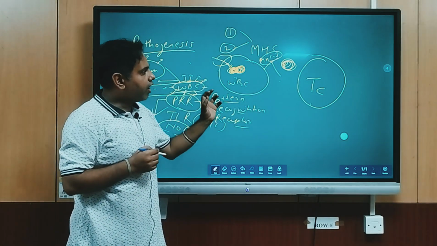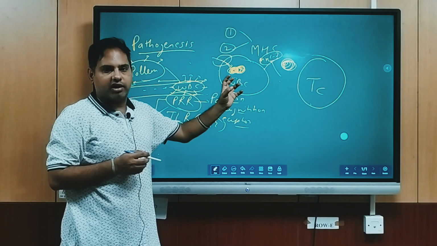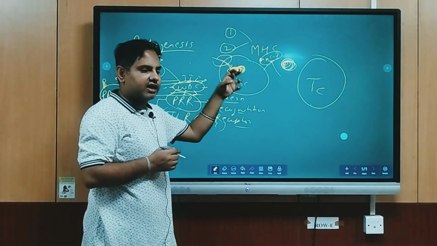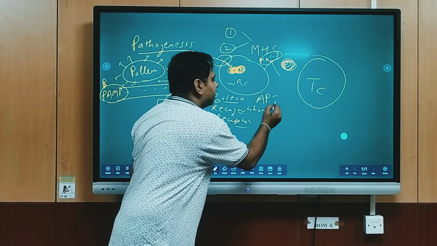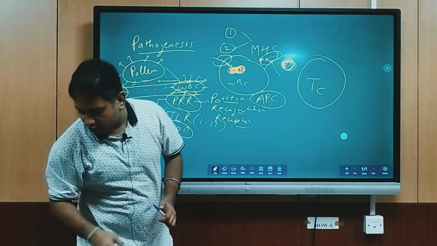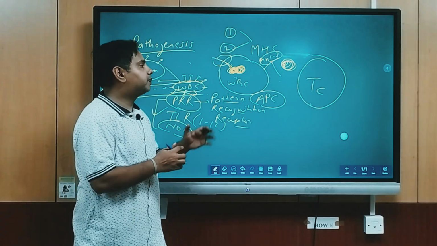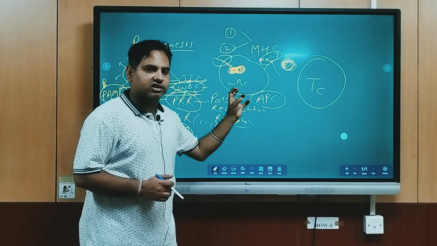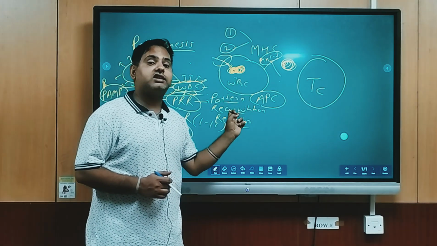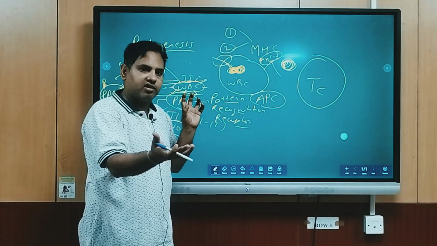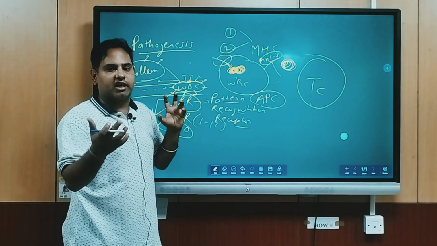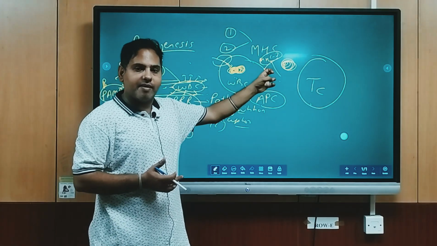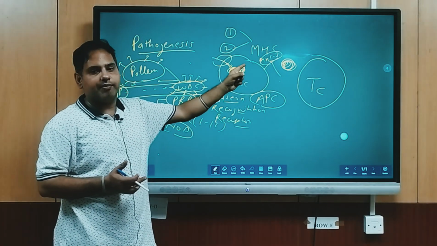MHC stands for major histocompatibility complex. This major histocompatibility complex is present on WBC, and this kind of WBC we call APC, antigen presenting cells. Why are we calling it antigen presenting cells? Because it's presenting the exogenous substances, right? So in this case, WBC is acting as an antigen presenting cell. In some cases, a dendritic cell will act as an APC. They present this antigen with the help of MHC molecule, and the MHC molecule in this case is MHC1.